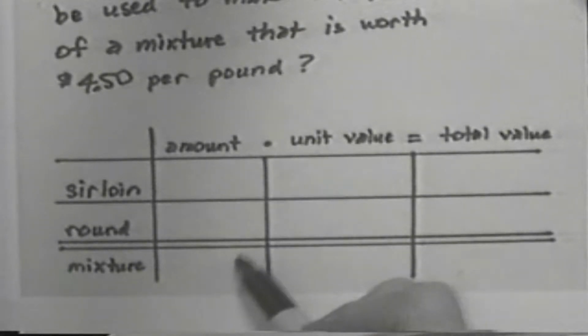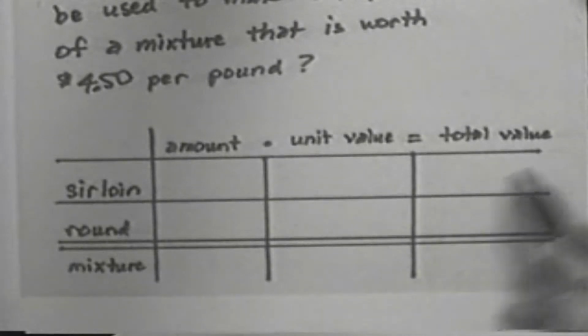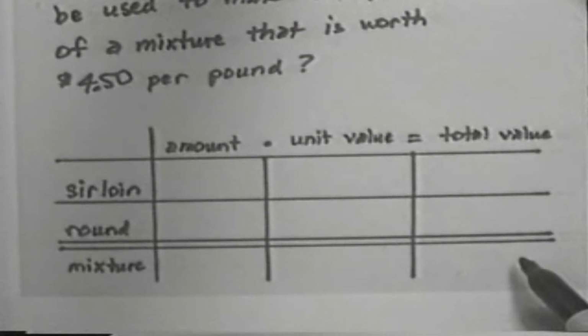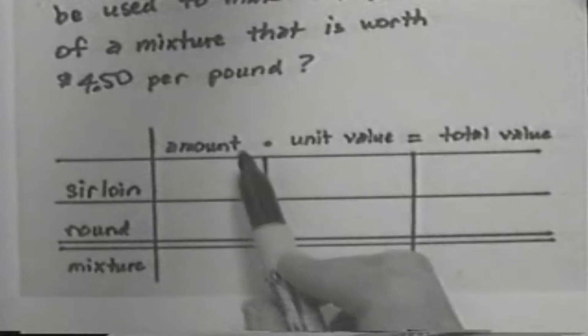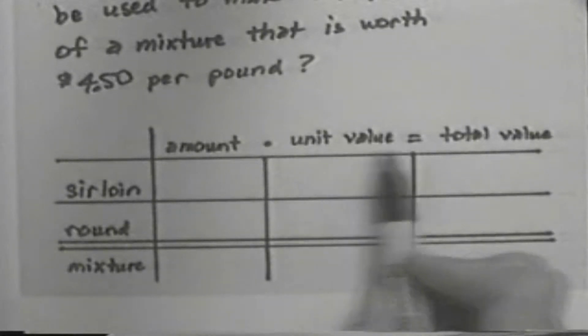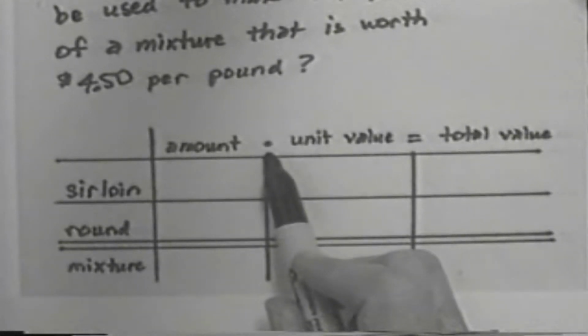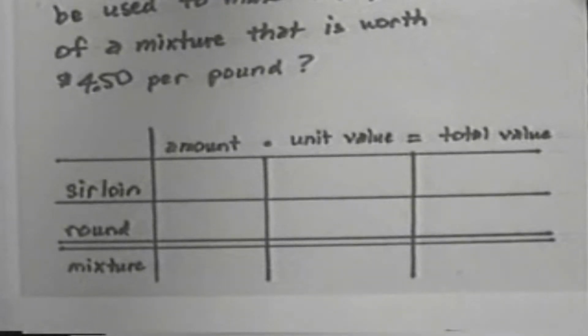Amount for the first column, unit value for the second column, and total value for the third column, with the arrangement putting them together across the top. Amount times unit value equals total value.